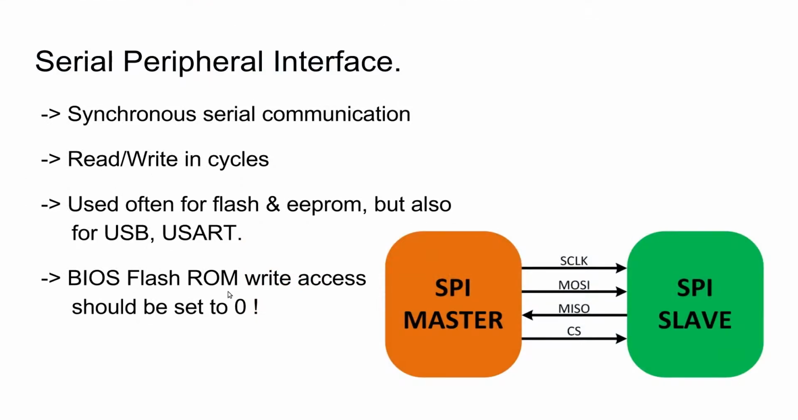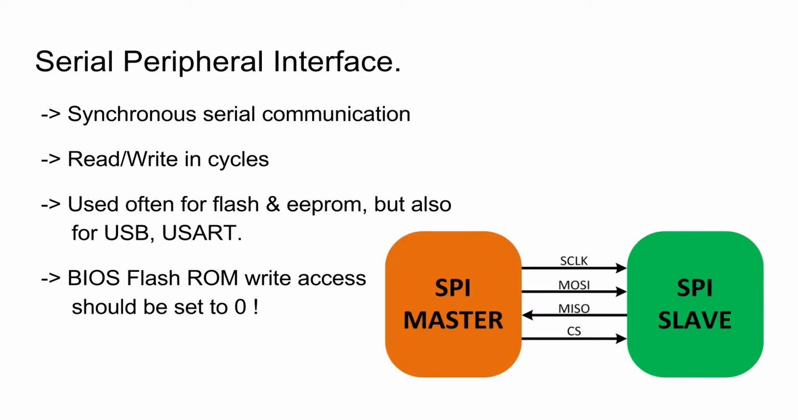The next technical thing is SPI, Serial Peripheral Interface, which is used in this case for communication between the motherboard and flash ROM chip. The SPI is a synchronous serial communication bus, which is often found in USB, UART, flash ROMs, EEPROMs, Ethernet, and all other sorts of devices, and it's really common in embedded hardware.